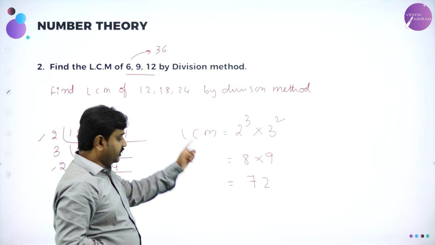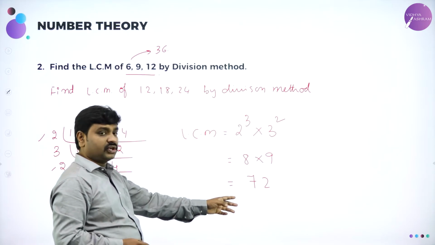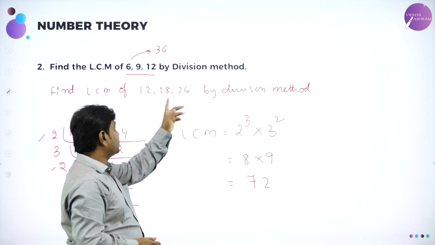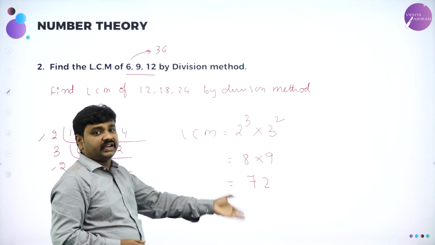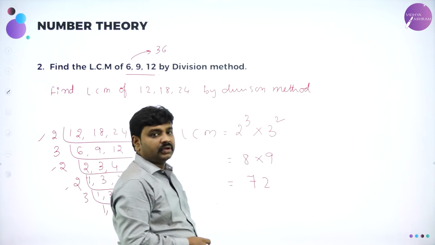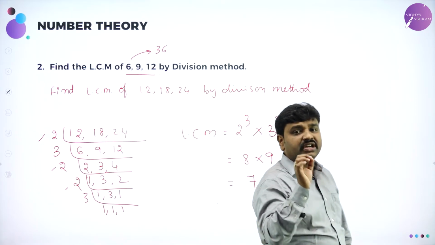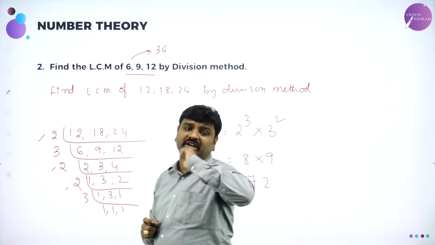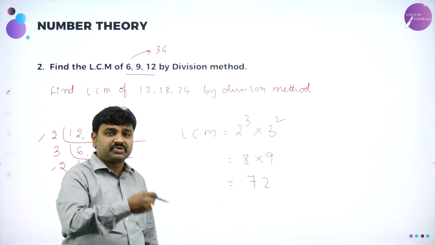You can say 12 divides 72, 18 divides 72, 24 also divides 72. This is the least number which is divisible by all 3. All 3 can divide. This is the LCM. I hope all of you understood the division method. LCM helps you in many applications. We'll see some of the problems based on this.